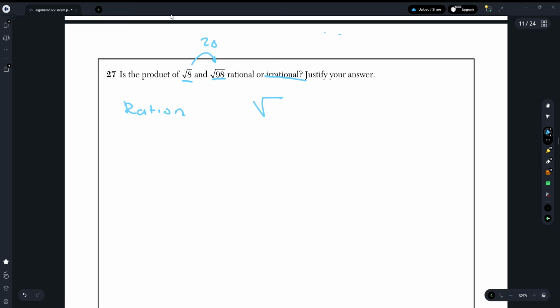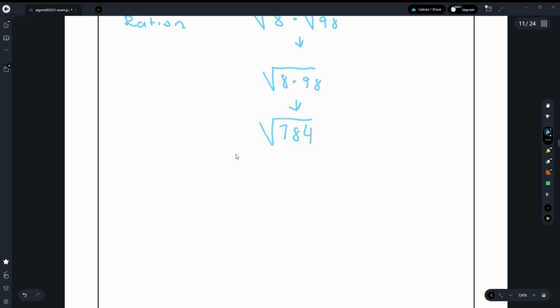So in order to justify my answer, I'm going to do radical 8 times radical 98, right? I'm going to remember the rules when it comes to multiplying radicals. If I multiply radicals, I can combine these two over one radical sign, and I just multiply whatever's inside of them. So that's the same thing as radical 8 times 98, and this 8 times 98 is equal to radical 784. And this is equal to 28. And this is rational.